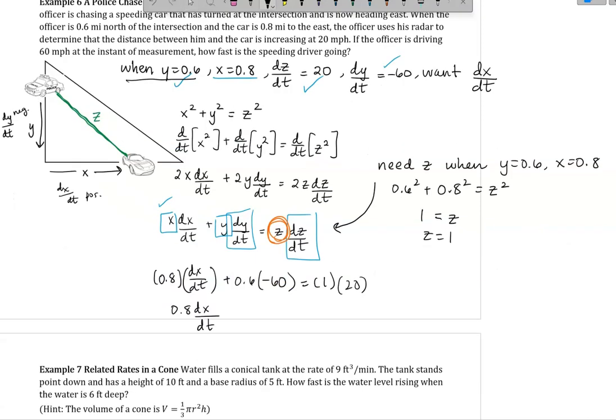So now I'm going to continue simplifying. I'm going to add this 36 to the other side of the equation in order to give me 56. And then we are going to divide both sides of the equation by 0.8 in order to find that the driver is driving at 70 miles per hour.